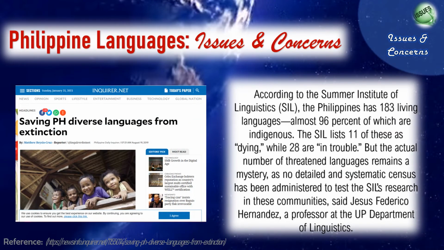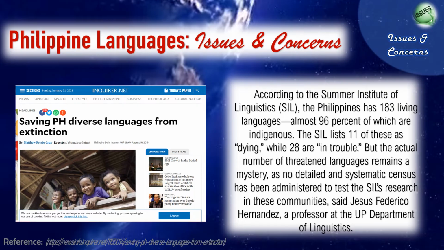An Inquirer article written by Matthew Rayshon Cruz, published in 2019, reads, "According to the Summer Institute of Linguistics, or SIL, the Philippines has 183 living languages, almost 96% of which are indigenous. The SIL lists 11 of these as dying, while 28 are in trouble. Two Aita languages, the Kamay Agta and Villaviciosa Agta, are already extinct.